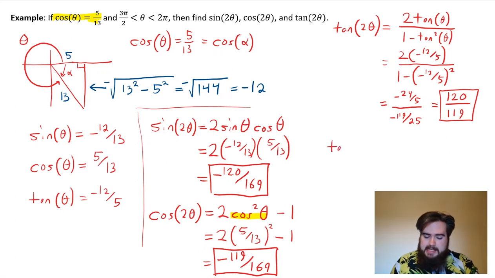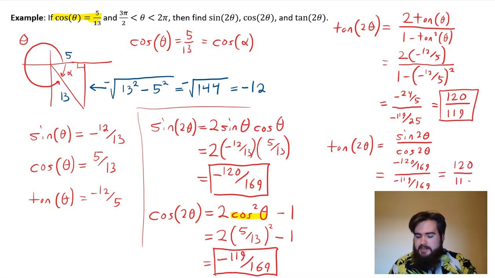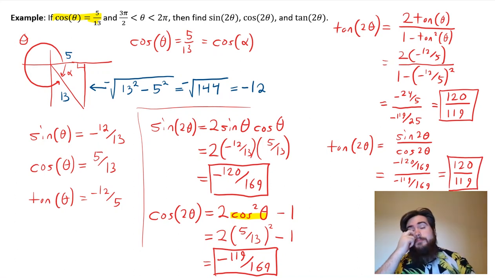The reason I did not need that is because tangent of 2 theta is also defined as sine of 2 theta divided by cosine of 2 theta, both of which we've already solved. Sine of 2 theta we said was negative 120 out of 169, and cosine of 2 theta we said was negative 119 out of 169. That will also give you 120 divided by 119. Same results. Just takes a little bit less time.